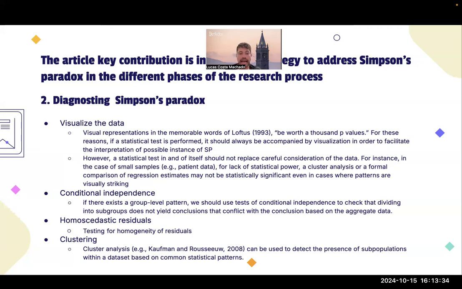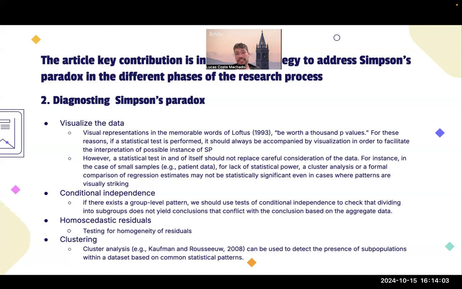The homoscedastic residual analysis is very interesting. It says that we should analyze the residuals of our plots, because the residuals should be homogeneous in your regression. If we have some dispersion of the residuals, we should check what's happening in that part of the data, because it can be indicative of Simpson's paradox.